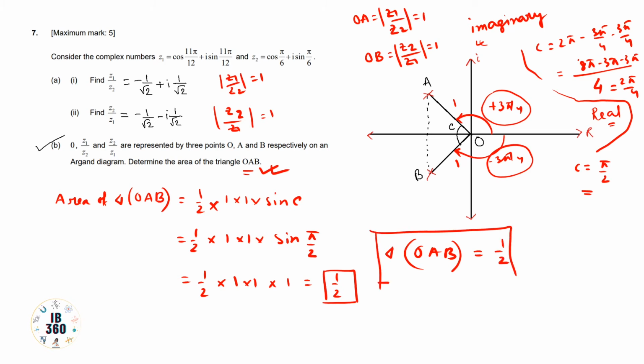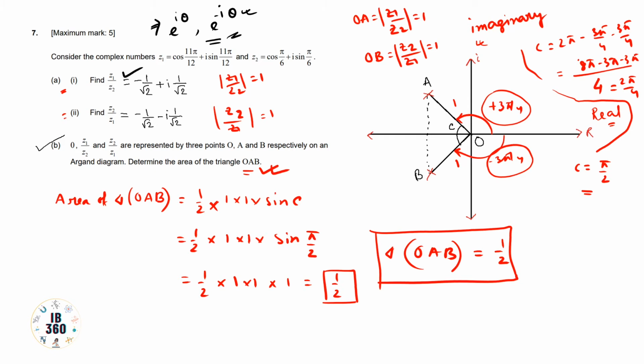So again I will repeat the process so that you can understand it properly. First consider the complex numbers. From the first problem we have found out that z1 by z2 is equal to minus 1 by root 2 plus i 1 by root 2. The formulas we have used are e to the power i theta and e to the power minus i theta. For e to the power i theta we have deduced cos theta plus i sin theta, and for e to the power minus i theta we have constructed cos theta minus i sin theta.